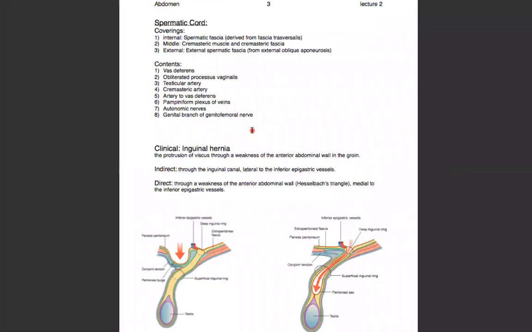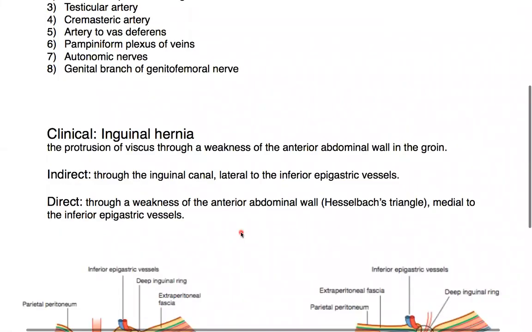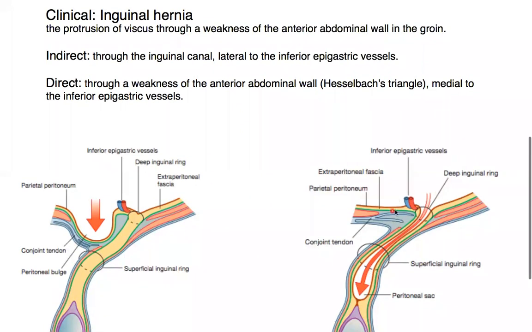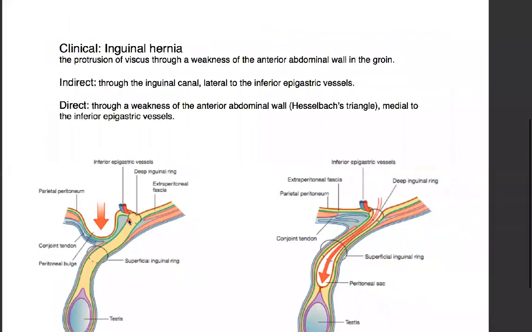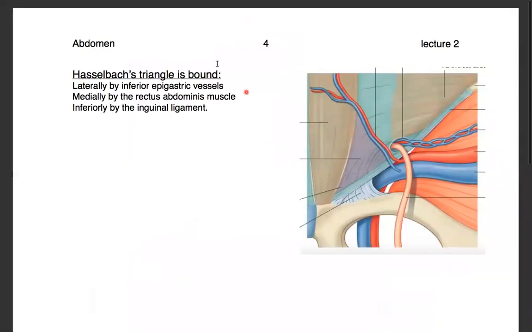So again, I'll just repeat it one more time really quickly in English. Indirect or direct: an indirect goes through the inguinal canal and it's lateral to the inferior epigastric vessels, while a direct goes directly through the abdominal wall, and it's medial to the inferior epigastric vessels. In the case of direct, we have something called Hesselbach's triangle, right?